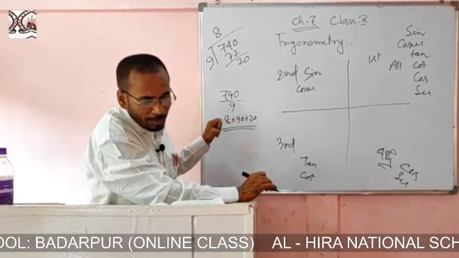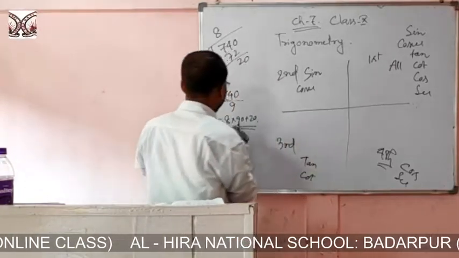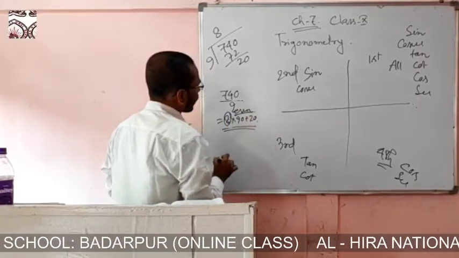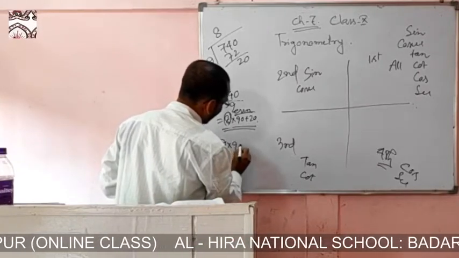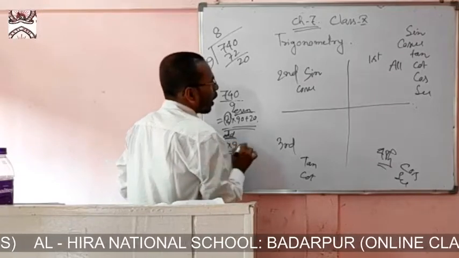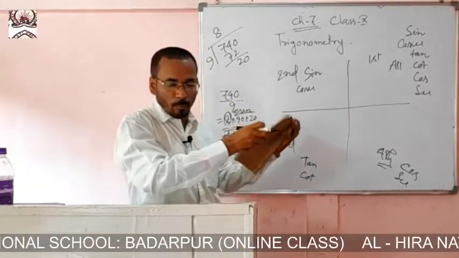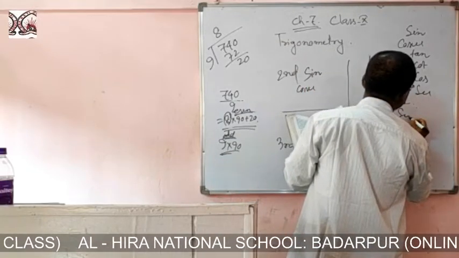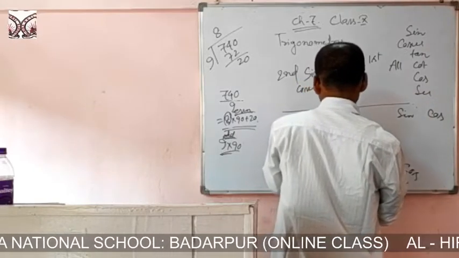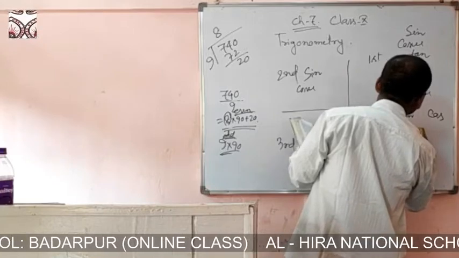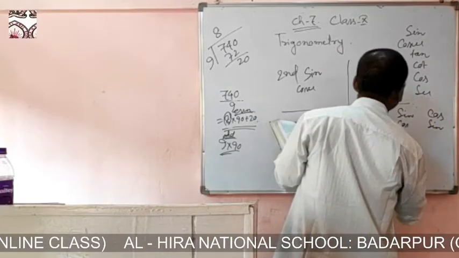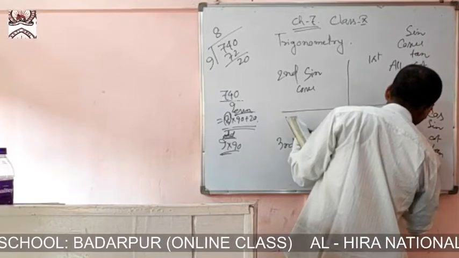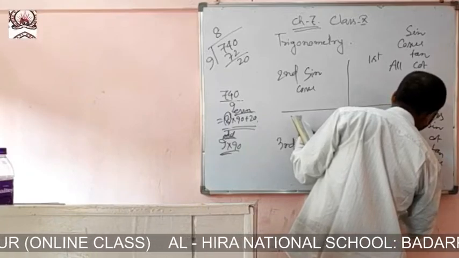If the angle is an odd multiple of 90, suppose this one is 990, then see page number 259 of the textbook. Sine will become cos, cos will become sine, tan will become cot, cot will become tan, sec will become cosec, and cosec will become sec. If it is an even multiple, this 8 is even, so no need of change.